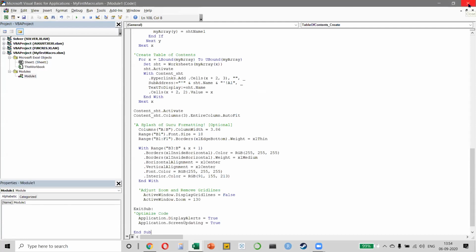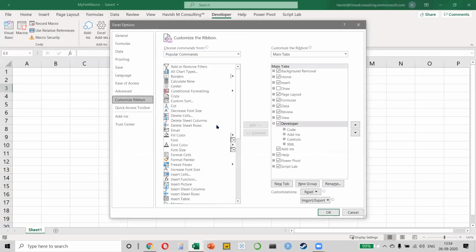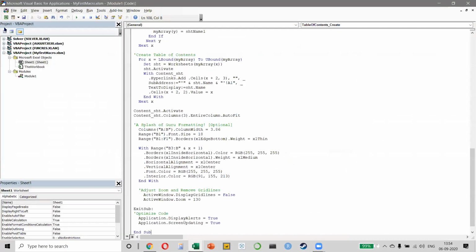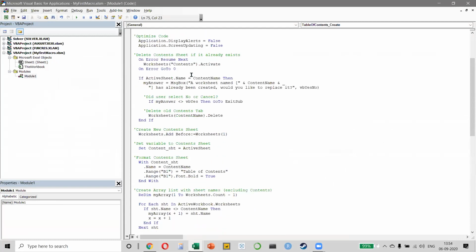What all did we do so far? I told you have to click on File, Options, Customize ribbon and enable the Developer tab. After that, we went to Developer, Visual Basic. We inserted a module, which is right click, insert and module, very simple. And then we just copied and pasted the code. Do you want to see how it works now?